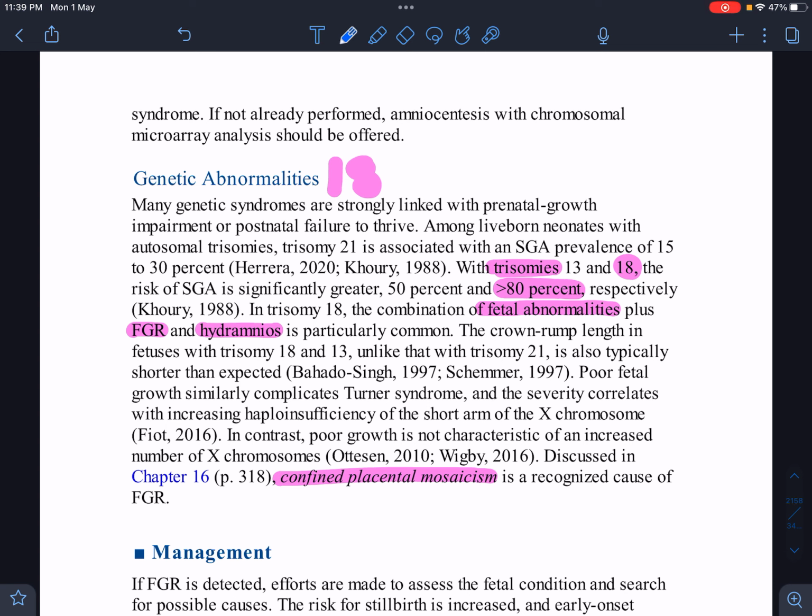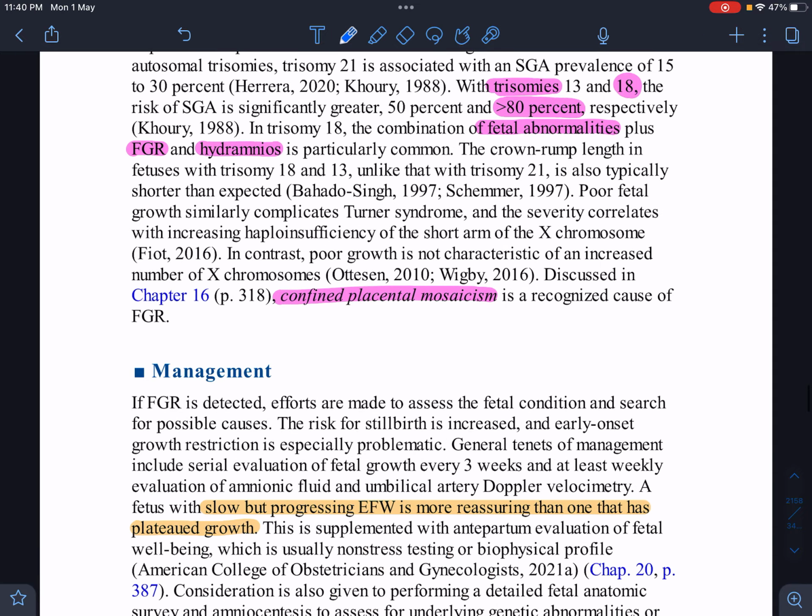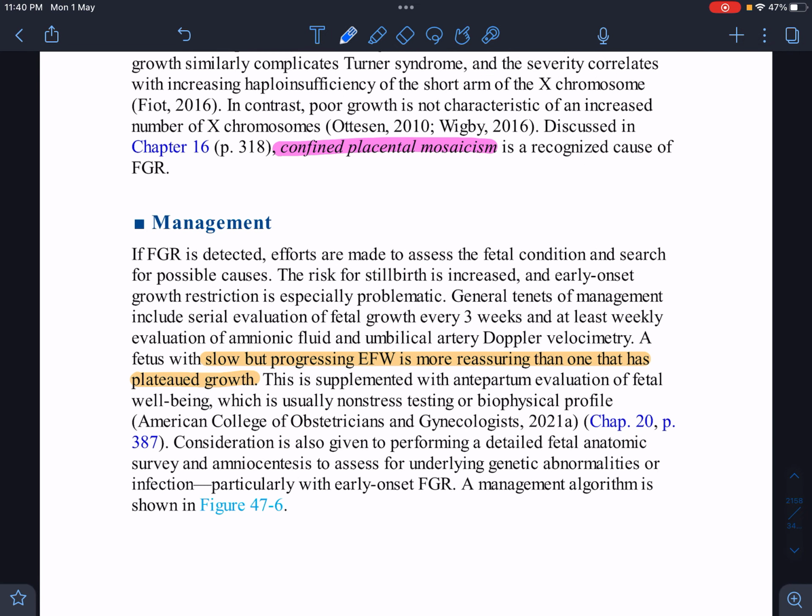Now confined placental mosaicism is recognized as a cause of FGR. This can be an MCQ somewhere. Basically, the genetics of the placenta and fetus are mismatched, not very similar, so that can also lead to FGR. If FGR is there, a fetus with slow but progressing estimated fetal weight is more reassuring than one that has plateaued growth.